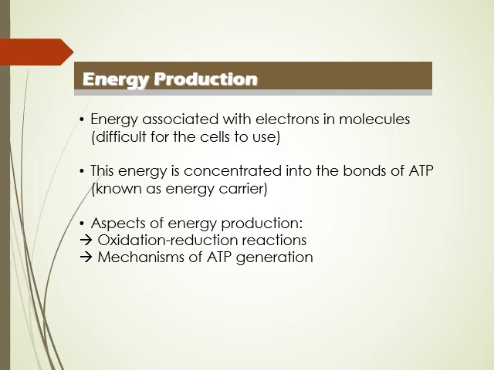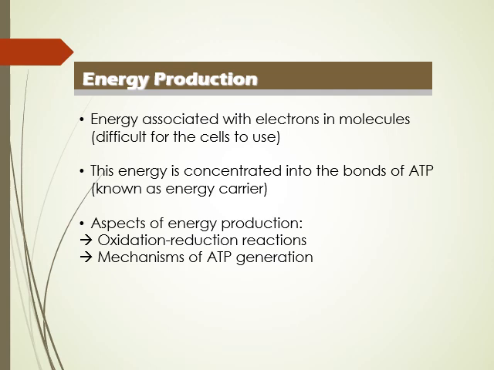ATP is generally referred to as having high energy bonds, or better known as unstable bonds. Although the amount of energy in those bonds is not large, it can be released quickly and easily. So that is about the ATP and the energy bond. So what are the aspects of energy production?